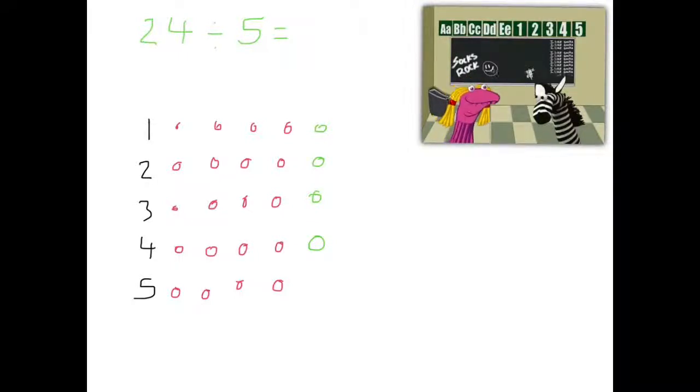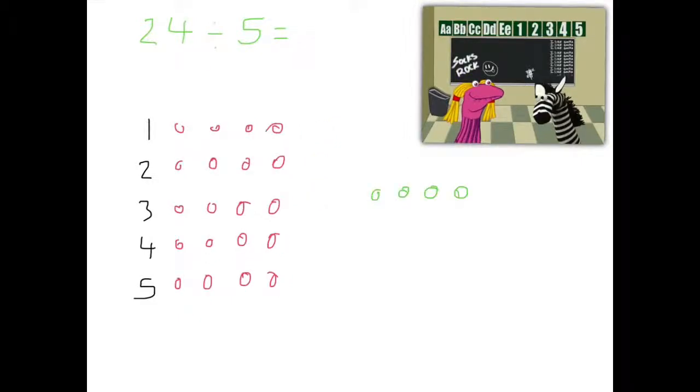As you can see, we can't share the remaining 4 dots because we'll have one group that is smaller than the rest. So we remove those 4 dots and can say we have 4 dots remaining. Therefore, the answer to 24 divided by 5 is 4, remainder 4.